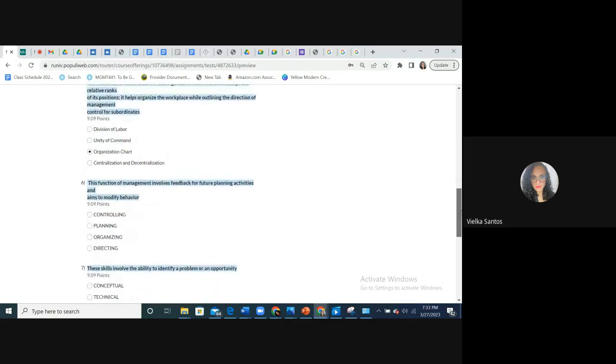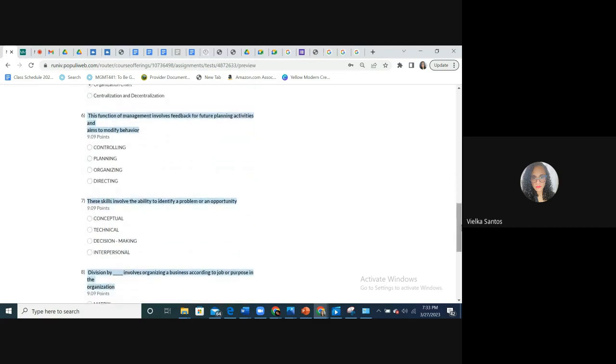Let's go right away. Okay, let's go with number 6, people. This function. Can I read? Yes, please. This is Nuruddin. This function of management involves feedback for future planning activities and aims to modify behavior. Thank you. Organizing. Thank you to both of you. Don't worry, you did it right. Organizing. Let's go with the next one.